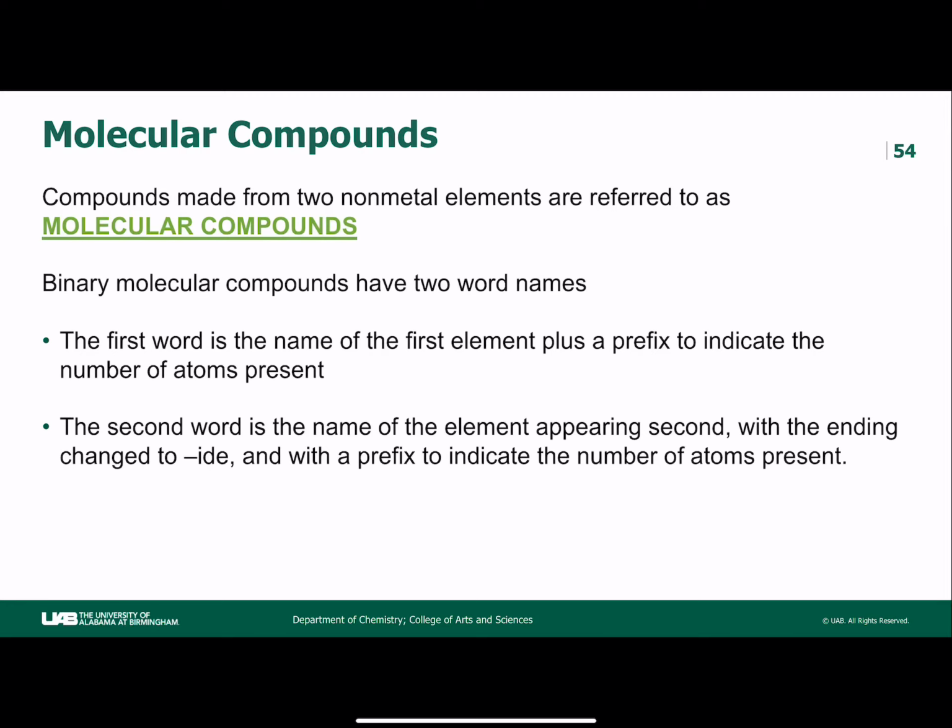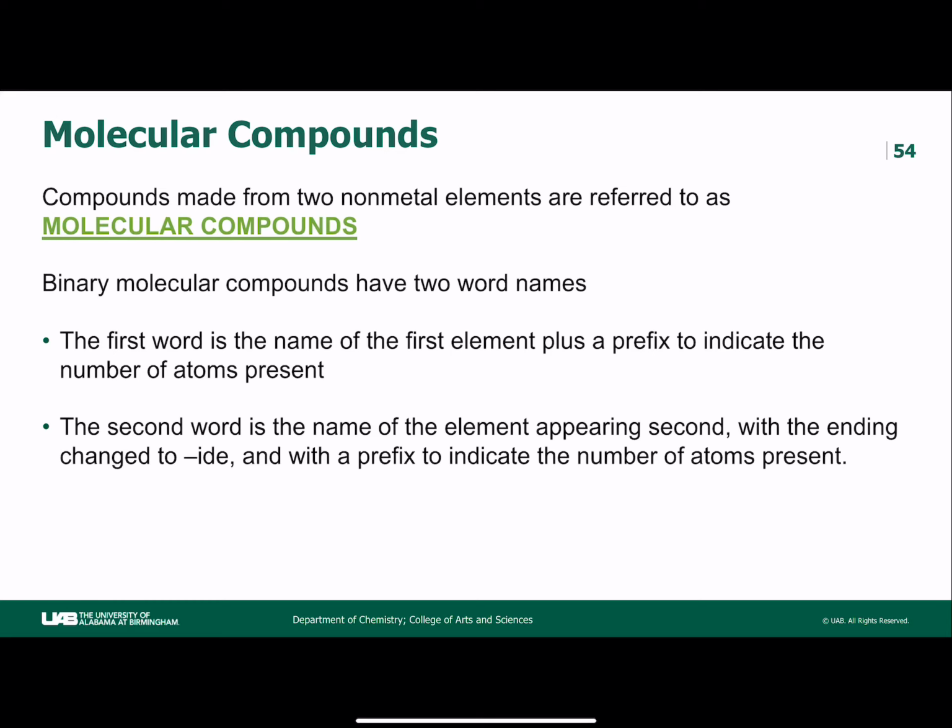We also are going to have two word names. There's going to be one name that tells us everything we need to know about the first element, and then a second word that's going to tell us everything we need to know about that second element. Things we need to know are what the element is, obviously, and how many of it there are. We can also tell which one's going to come first or second in the formula, because we're going to change the end of the second name, and we'll have a little bit of practice of this in a minute.